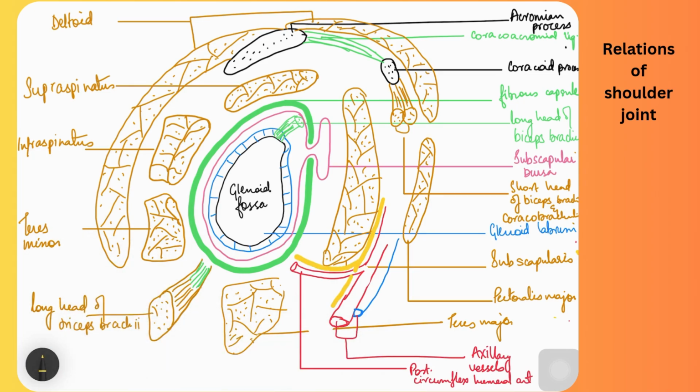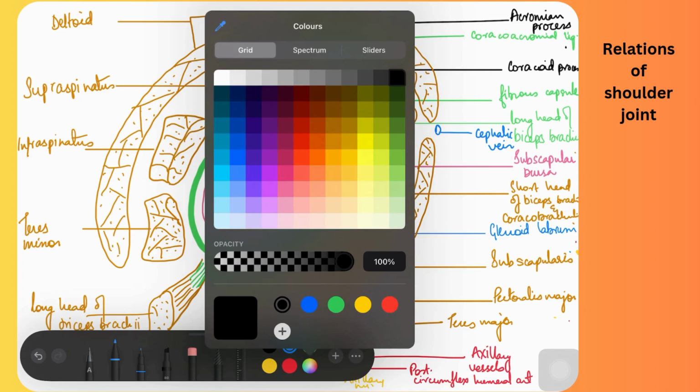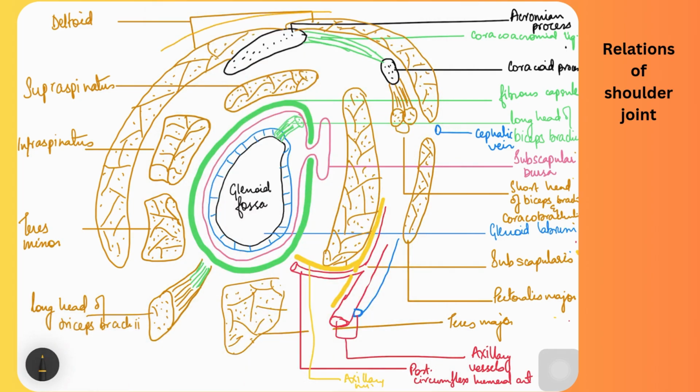Another important notable structure which can be drawn over here is this vein, which lies in the deltopectoral groove, the cephalic vein. Finally, we can complete this diagram by putting in the direction orientation.